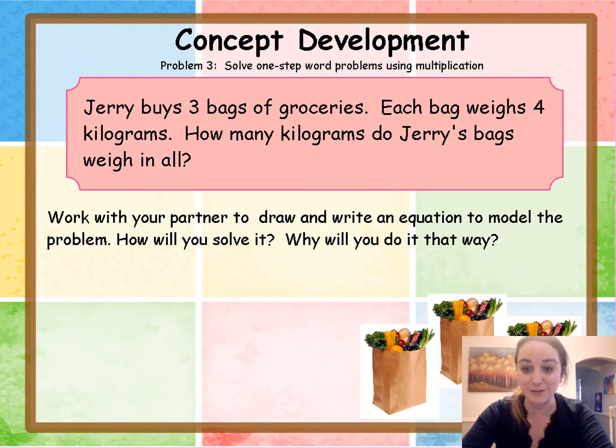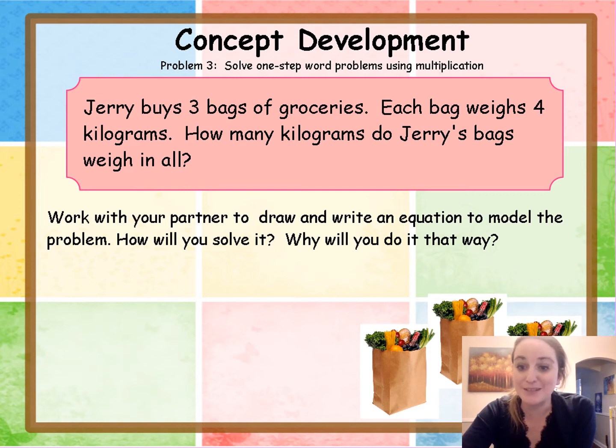Let's use another multiplication problem. Jerry buys 3 bags of groceries. Each bag weighs 4 kilograms. How many kilograms do Jerry's bags weigh in all? Let's write an equation for this problem. What is the groups? There were 3 bags of groceries, so we have 3 groups. How many are in each? There were 4 kilograms in each bag.